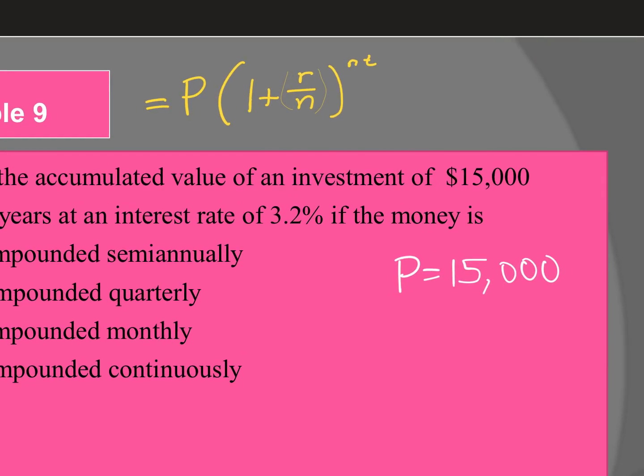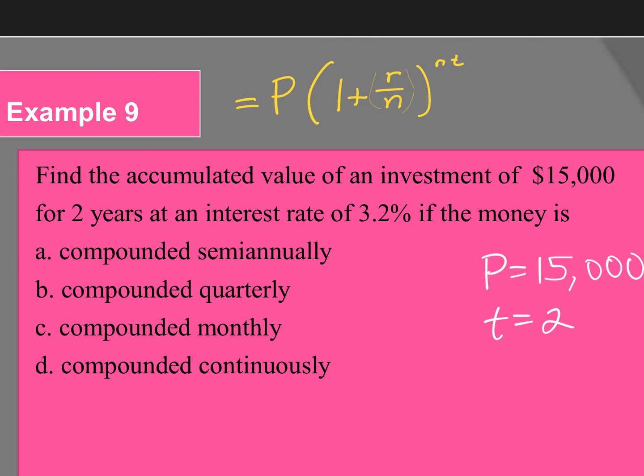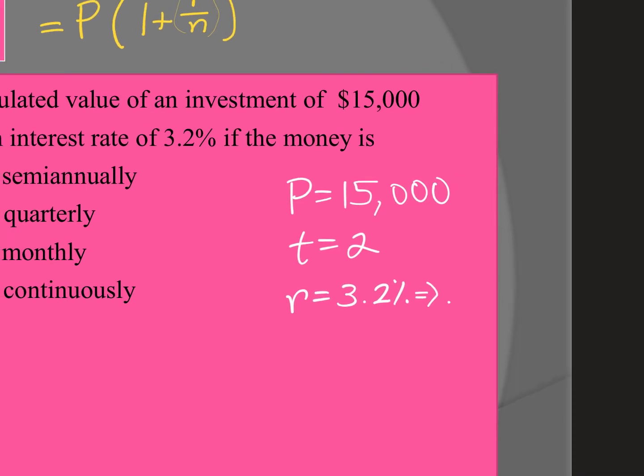For how many years? 2. What information is that? T. T equals 2. What else do they tell me? My interest rate, my R, is 3.2%, but I know that that's not the number I'm putting in my calculator. The number in my calculator is going to be 0.032. Good. Cross that out so you don't get confused.